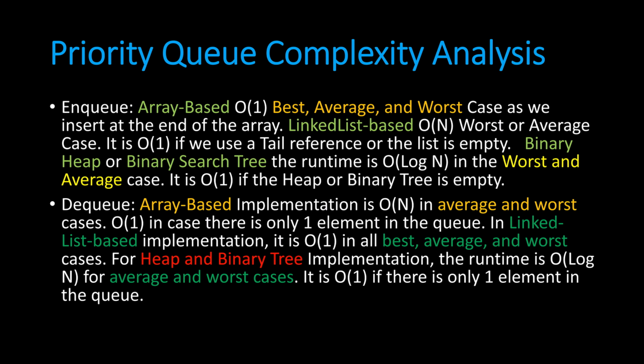For heap and binary tree implementation, the runtime will be O(log n), because O(log n) is the traversal cost of a binary tree and binary heap. For average and worst cases it is O(log n), and it is O(1) if there is only one element in the queue. So the best case for the binary heap and binary tree will be O(1) in case there is only a single element.